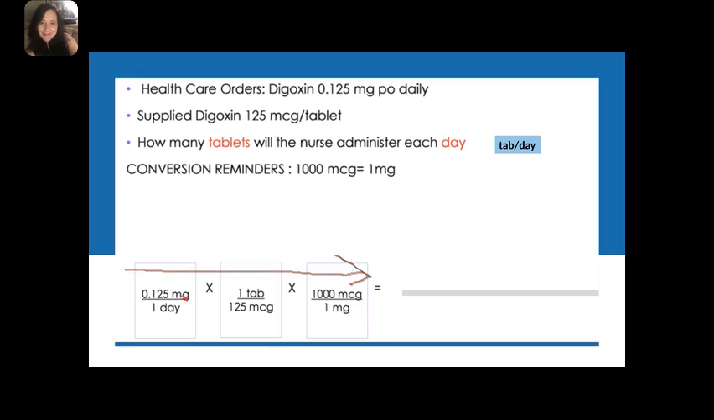0.125 times 1 times 1,000 micrograms gives me 125. We're going to do the same here as we move across in the denominator: 1 times 125 times 1 gives me 125. So we are left with 125 over 125. And with your properties of fractions, you should know that anything over the same number equals 1. And so we have 1 tab per day, and that is your answer.